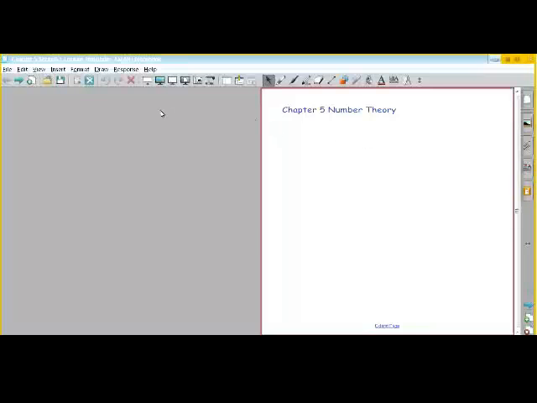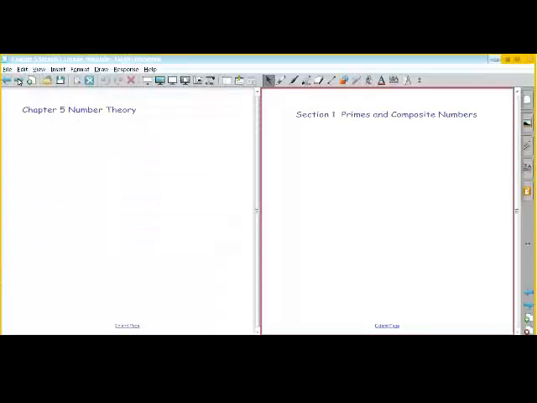Okay, so chapter 5 is number theory, and these are pretty straightforward sections, so you shouldn't have too much problem. Chapter 5 is actually a lot of little tidbits that, if you were, again, an elementary school teacher or a middle school teacher, it might be useful to remember how to do this. Remember what these things are.